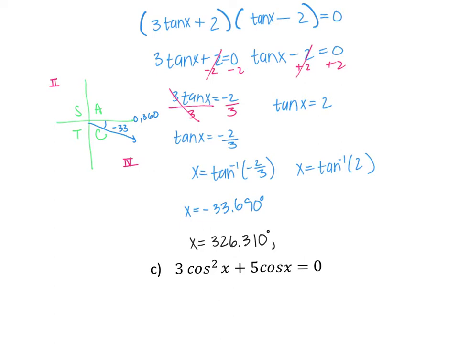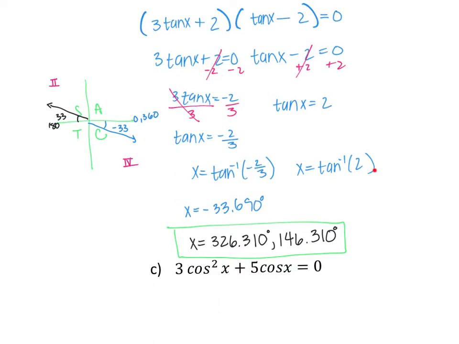And then if I were to find this angle here, it's about 33 degrees from the x-axis. So if I were to draw about 33 degrees up, this would be 33 degrees above 180. So if I take 180 and subtract 33.690, I would get about 146.30. So these are my first two angles that I found for just negative 2 over 3.